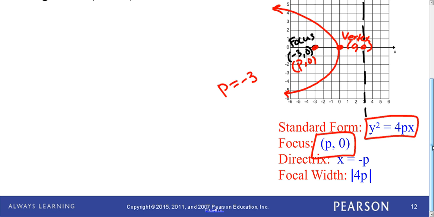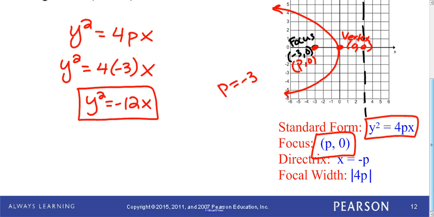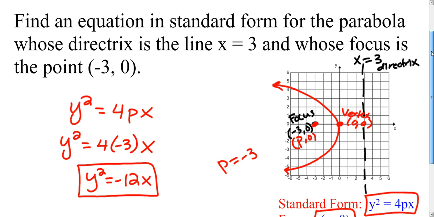Okay, when I write my equation then, I will write it in standard form, which is this equation right here. So I will have y squared equals 4 times -3x, or y squared equals -12x. Okay, notice my p-value is negative, and that makes sense because my parabola opens to the left. Okay, and I think that was all I had to do there.